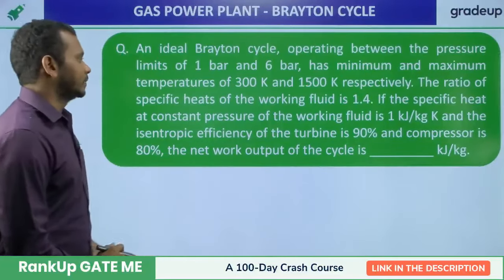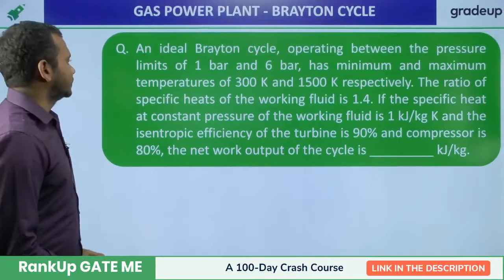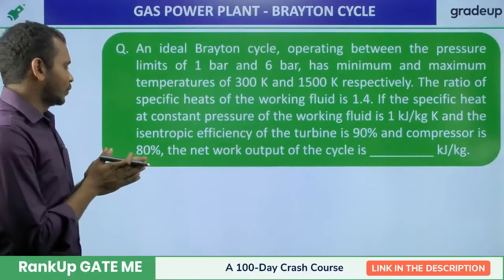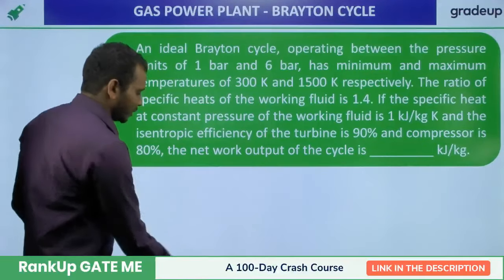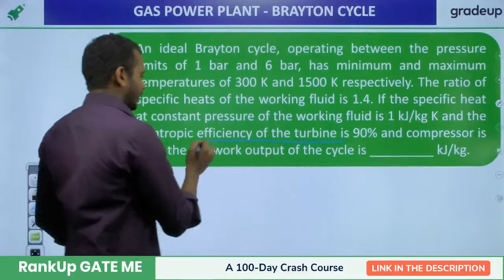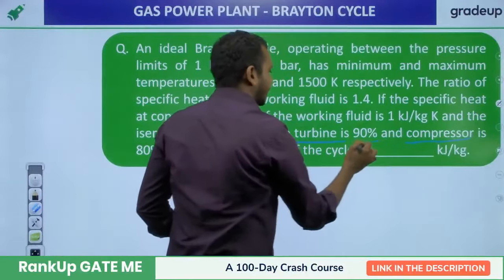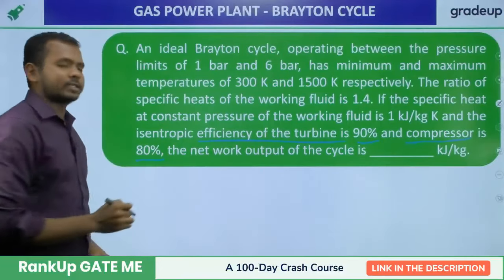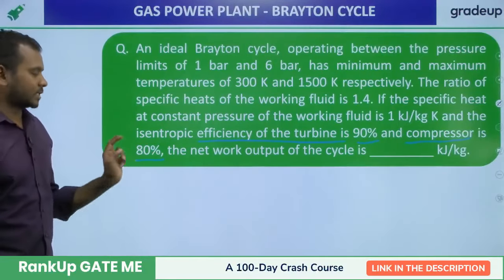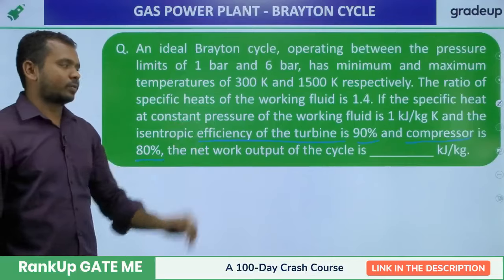Now let us look at this problem. In this problem, again it is the same problem. What we see here is the isentropic efficiency of the turbine as well as the isentropic efficiency of the compressor. It is 90% for the turbine, 80% for the compressor. Please consider this 80% also. Now get me the net work output of the cycle.